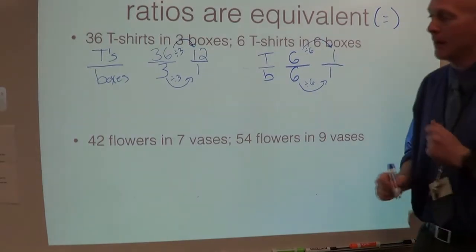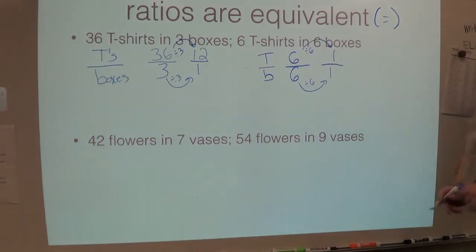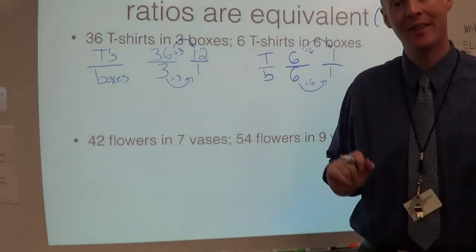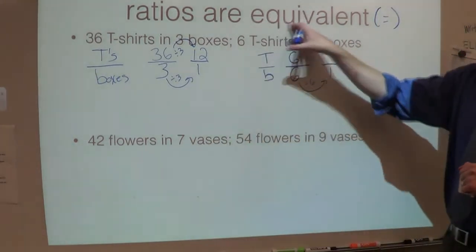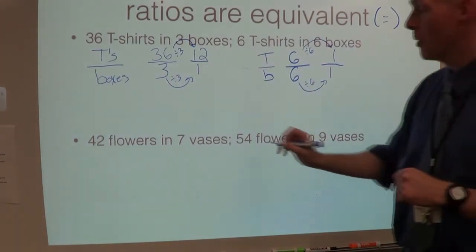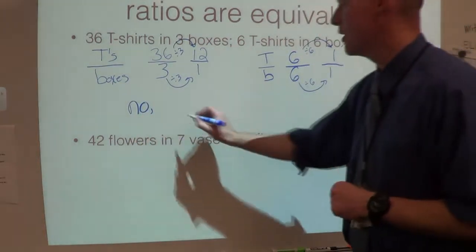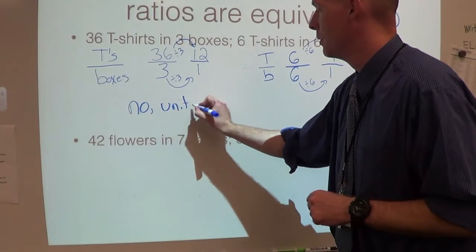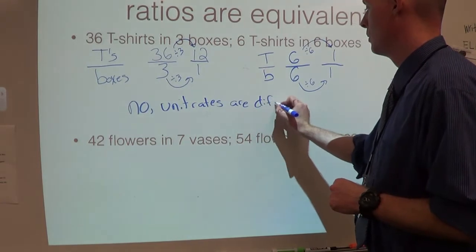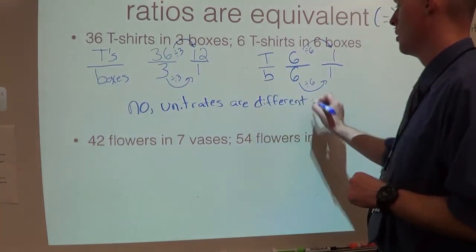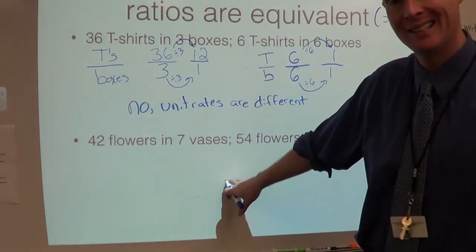So let's explore these unit rates. I see a unit rate of 12 to 1, and I see a unit rate of 1 to 1. Are those equivalent? No, they're not the same. So in this case, the unit rates are not equivalent. Therefore, the ratios are not equivalent. So when I answer this question as are they equivalent, the answer is no. Why? Unit rates are different. Perfect. So, compare unit rates, not the same, they're not equivalent. Let's look at the next one.